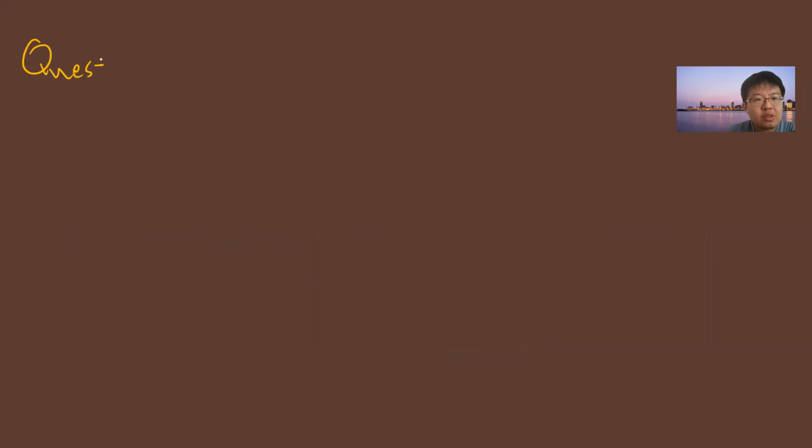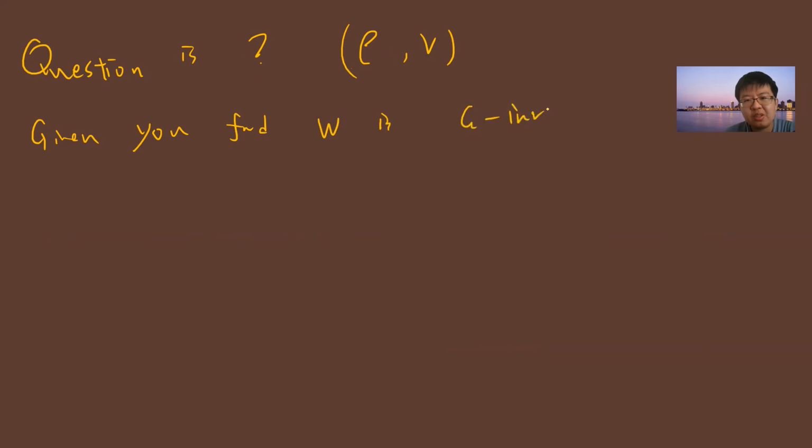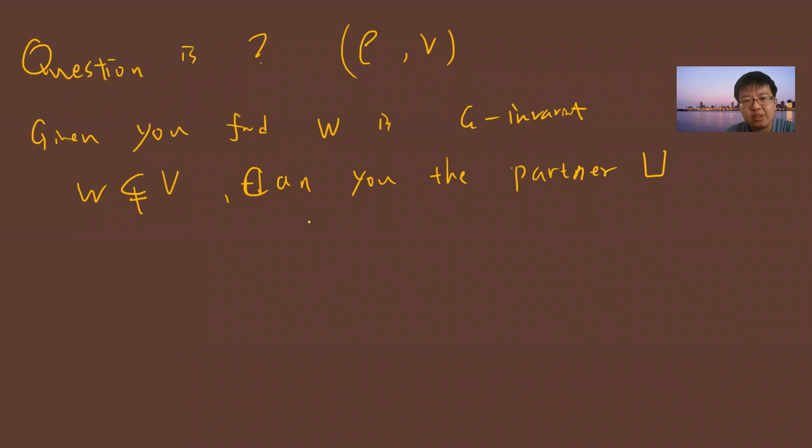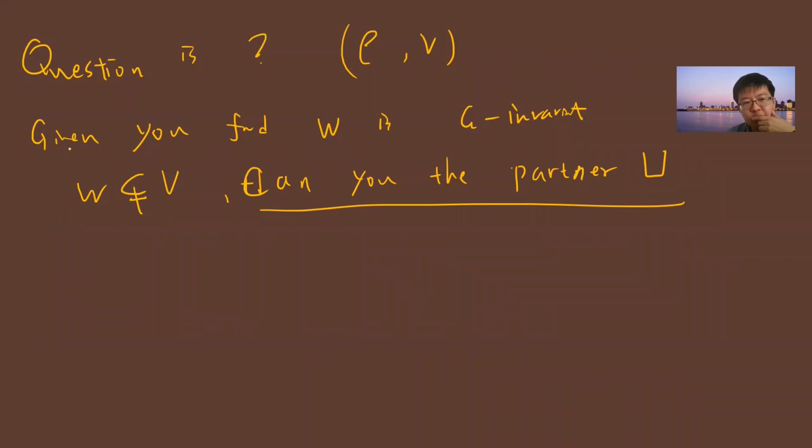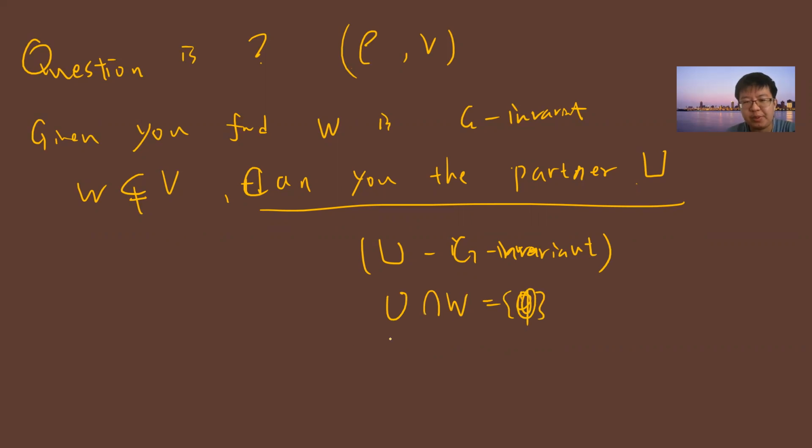Now the question is this. Suppose you have rho on V, and you find some W which is G invariant, a subspace of V, and not the same as V. Can you find a partner U? Our theorem tells you that if you have two G invariant subspaces satisfying these two properties, then you can decompose. But the question is: given that you already found W as a G invariant subspace of V, can you find the partner U, such that U is G invariant, U intersection W is the zero vector, and the dimensions add up to that of V?